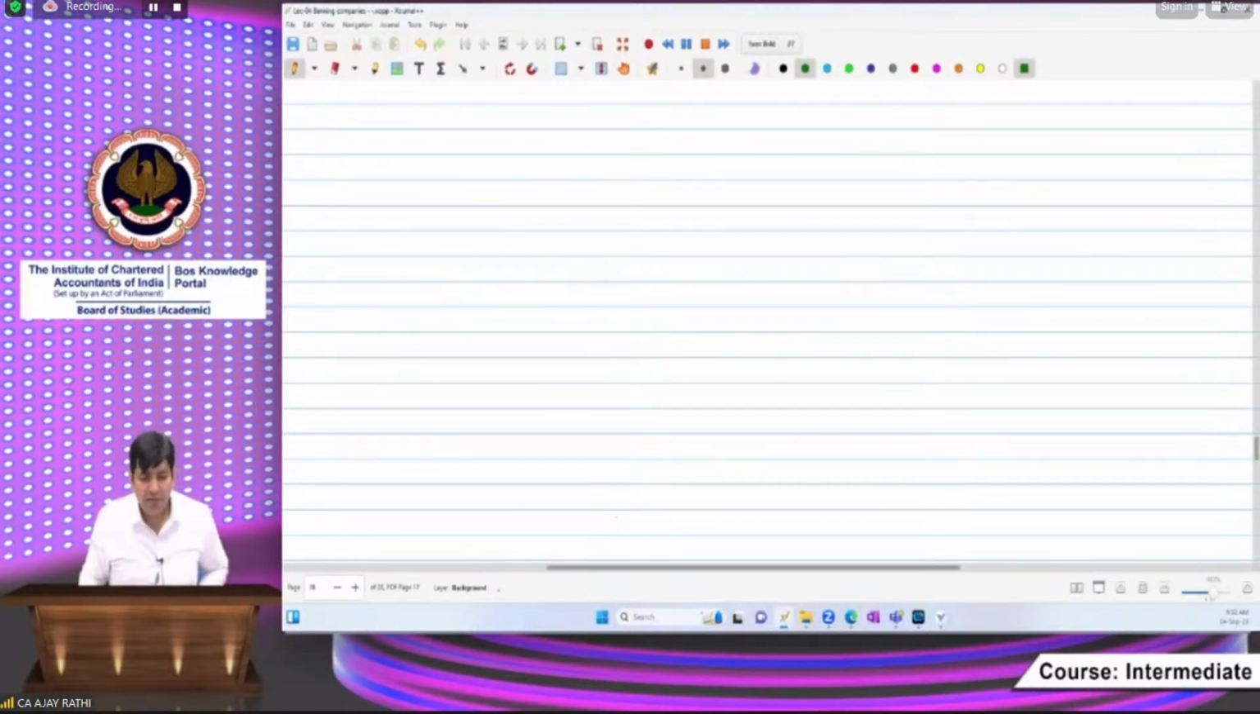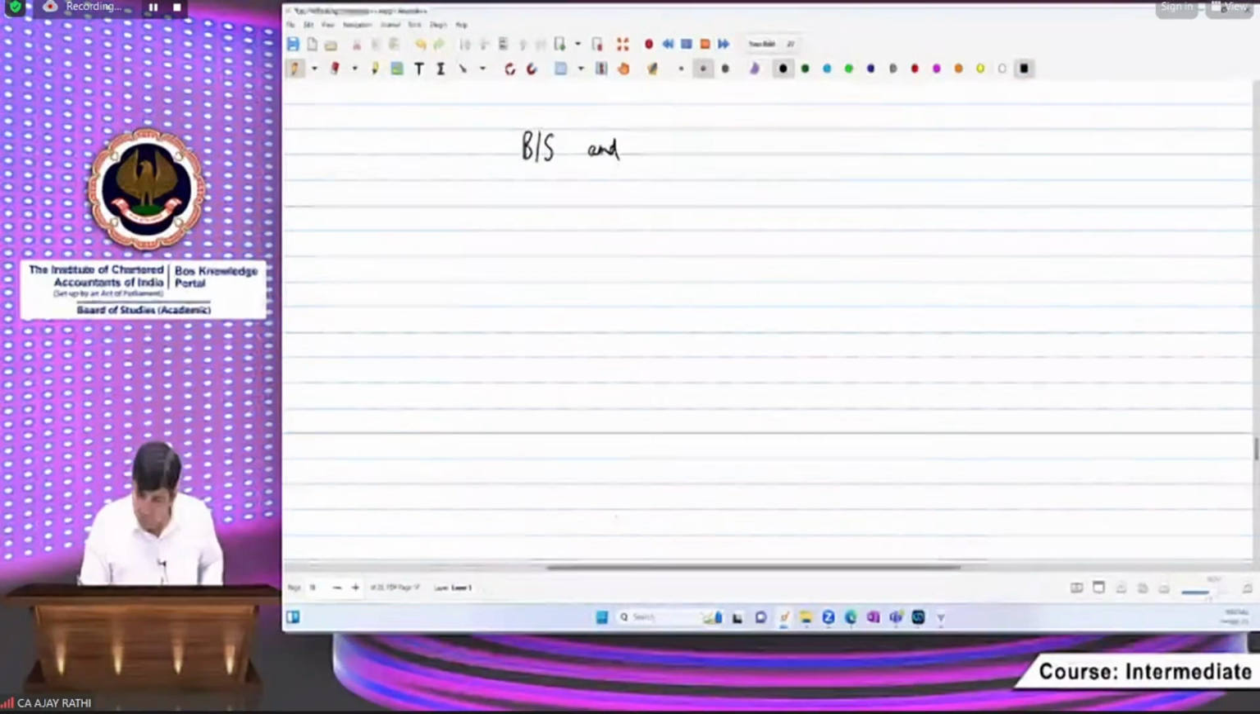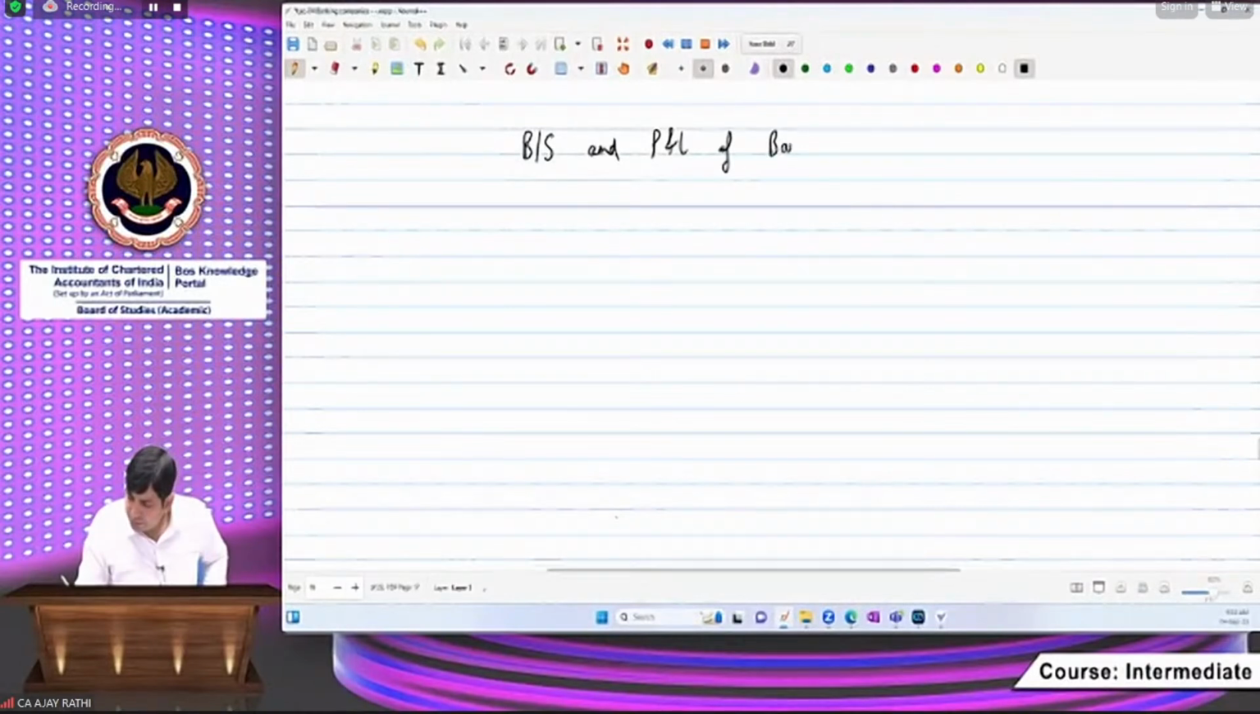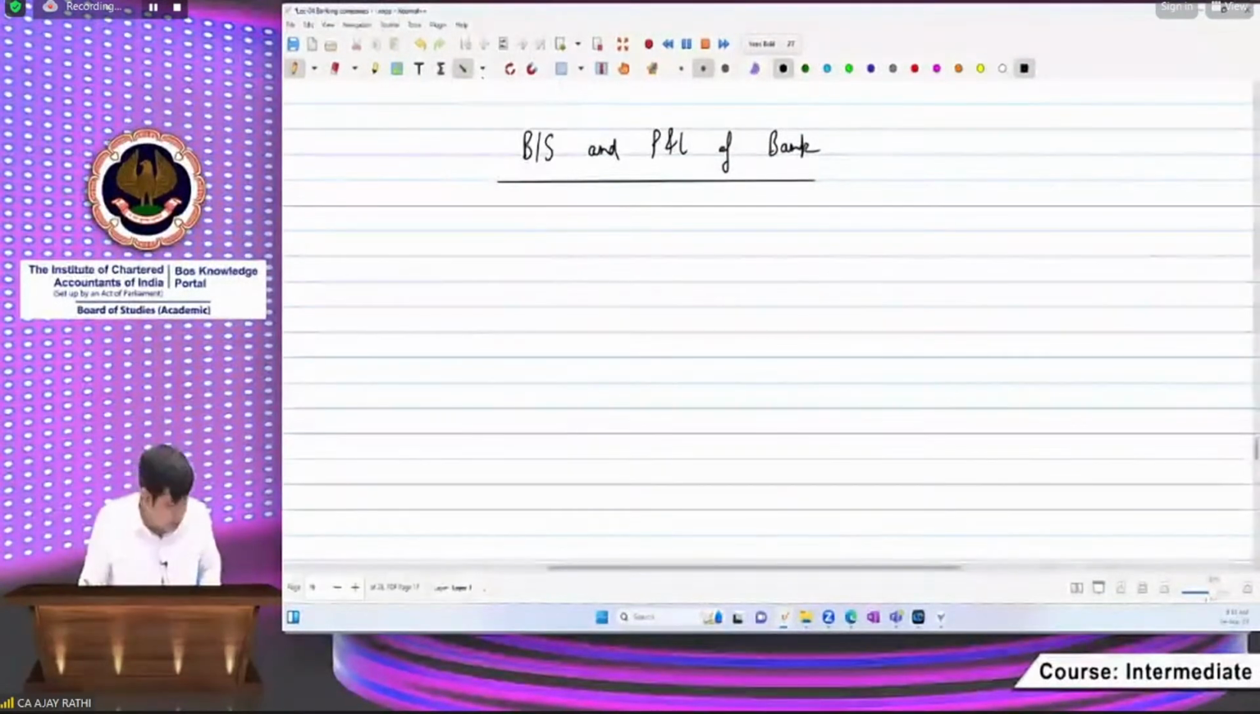Yes, beta. Which part, beta? Problem part of the PDF? All the parts are there. Please prepare such a chart, whatever I am giving you. We are practicing now the balance sheet part, balance sheet and P&L of a bank. Please write down this chart so that you may be able to handle things properly.